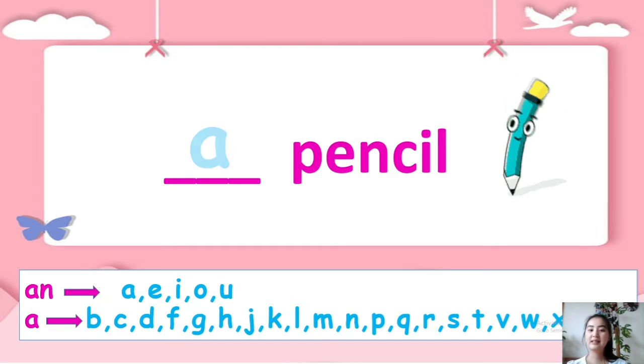The answer is a pencil. Okay, we use a because pencil starts with letter P. Okay, it starts with letter P and P is here, a consonant. That's why we use the article a pencil.